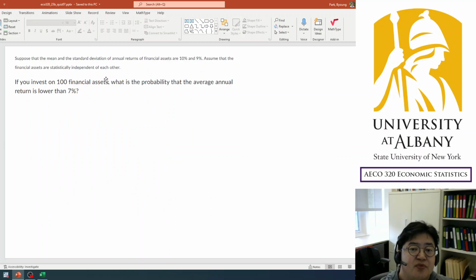Next question. Suppose that the mean and the standard deviation of annual returns of financial assets are 10%, mean is 10%, and standard deviation is 9%.